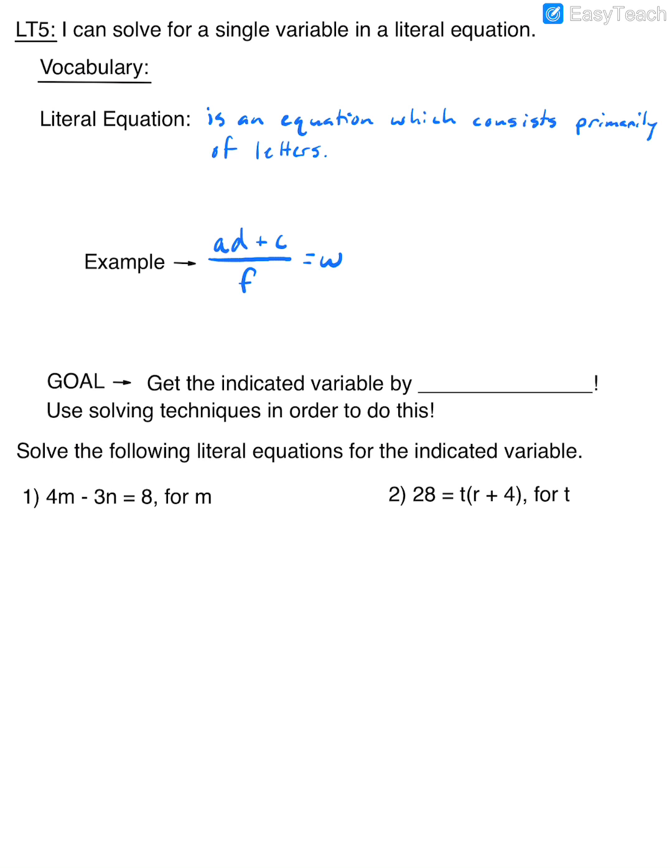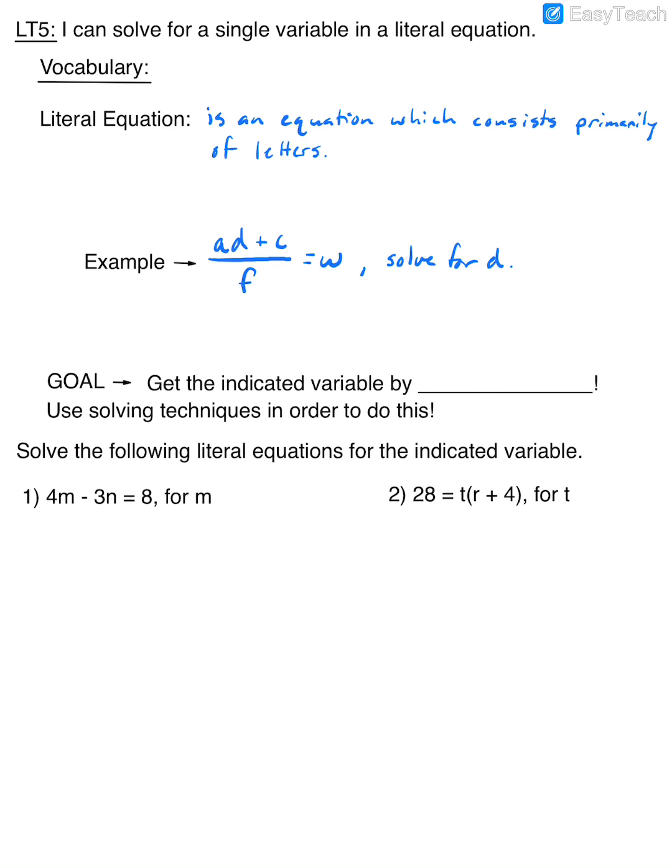But here, to be able to solve, they will tell you which variable to solve for. So like for an example, I could say that we want to solve for D. Okay, and so then I would try to do steps that would allow D to get by itself. So I could multiply both sides by F, and then from there I would subtract C and divide by A.